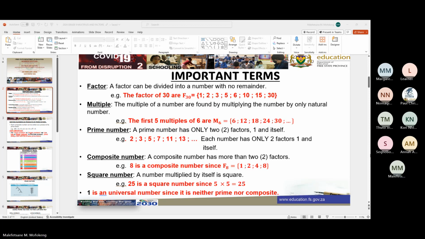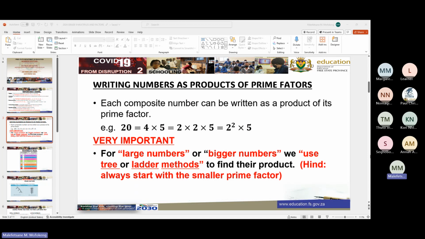Writing a number as a product of prime factors. Each composite number can be written as a product of its prime factors. Let's make an example of 20. 20 is equal to 4 multiplied by 5. And that 4 can also be 2 multiplied by 2, so 20 is 2 multiplied by 2 multiplied by 5. When these prime factors are written in index form, it is 2 to exponent 2 multiplied by 5.